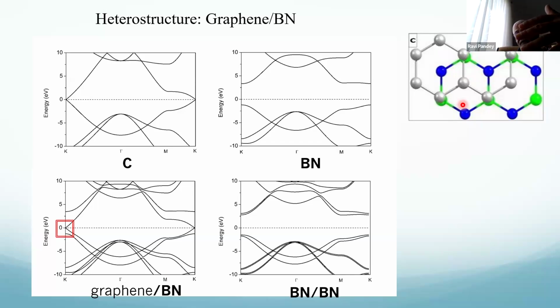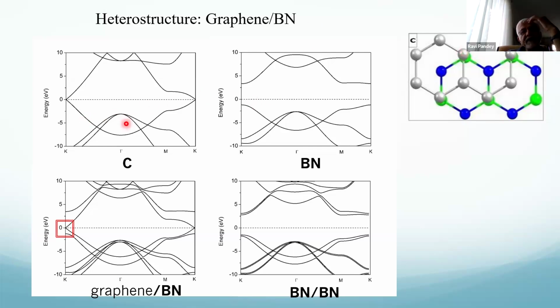So our expectation is, if we make a heterostructure where one of the carbon atoms sees a boron, and the other carbon atom sees a nitrogen, then this boron nitrogen difference in electron density is going to induce an inhomogeneous charge distribution in the carbon lattice. And that should open up the gap in the heterostructure.